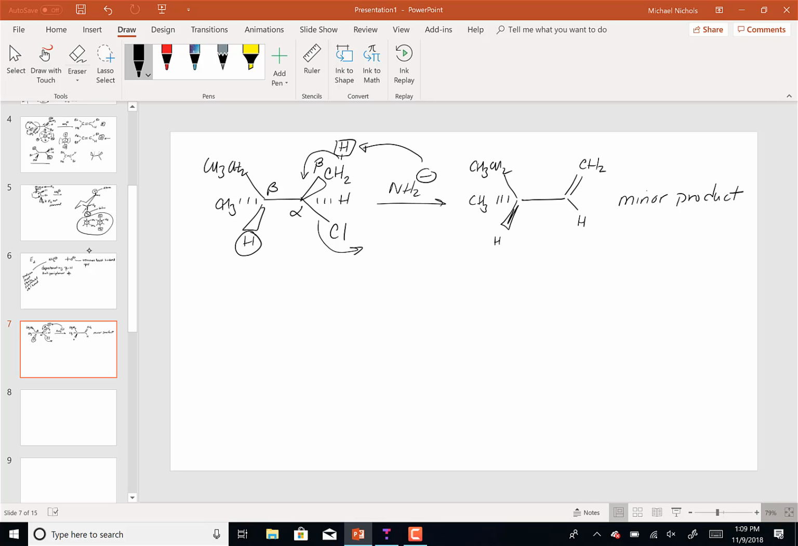If I wanted this to be the major product, I would use tertiary butoxide, because this is a primary hydrogen versus this being a tertiary hydrogen. So the tertiary butoxide would go after the least sterically hindered hydrogen, which would be this one. But in this case with NH2-, this is the minor product. And I oftentimes will ask you to write all the possible products and then say, circle the major one.